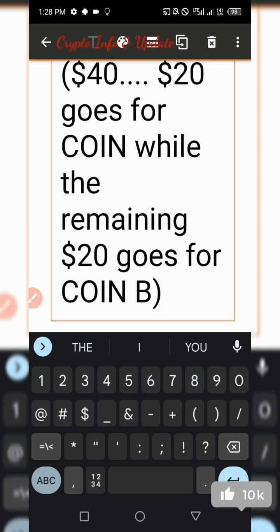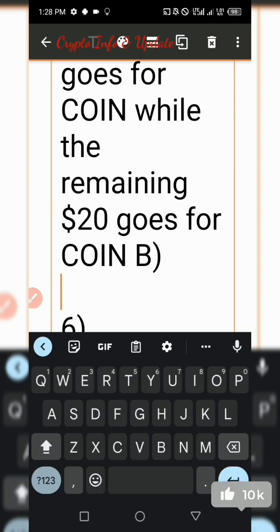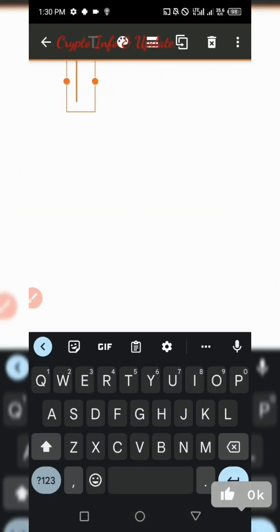Now for the sixth point, you have to take note of it. We will come to that because we will need to get to our Binance account and show you how to go about that. Okay, guys, so let me give the sixth and the seventh point before we proceed to Binance.